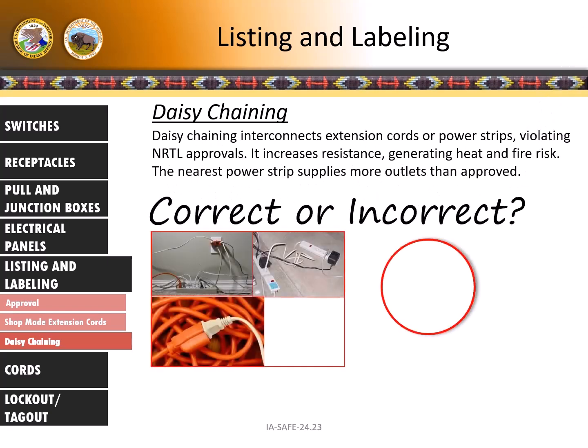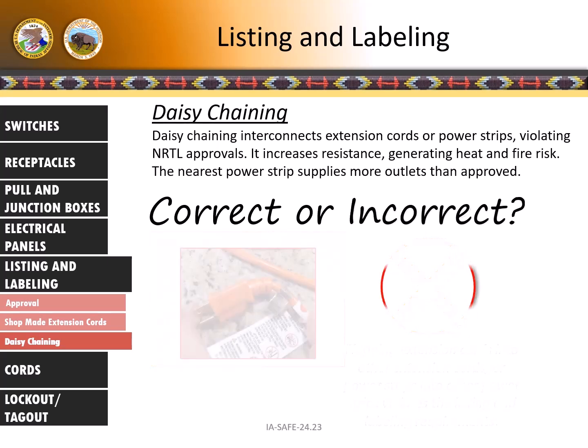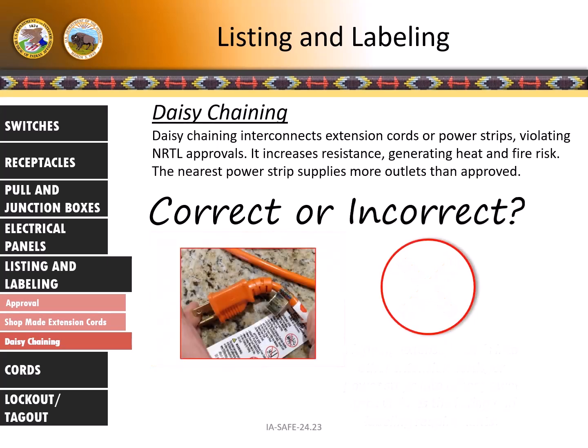Are these examples correct or incorrect? Plugging extension cords into other extension cords or power strips into other power strips violates the listing and labeling requirements. Is this example correct or incorrect?